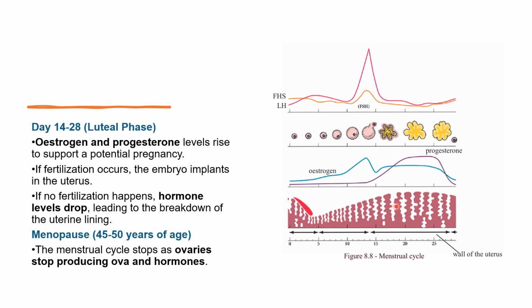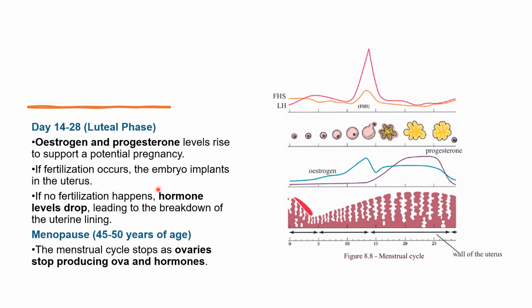If no fertilization happens, that means if there's been no sperm fertilizing an ovum, the hormone levels drop. They start to drop, leading to the breakdown of the uterine wall. So the end of this chart again starts from here. If there's no fertilization, the hormone level starts to drop, and that is going to lead to the breakdown of the uterine lining. And so that's all about the phases in the menstrual cycle.